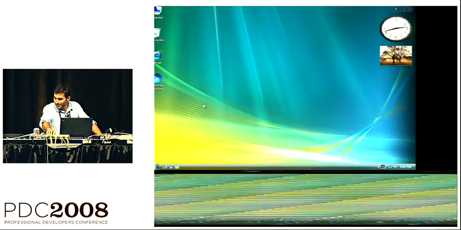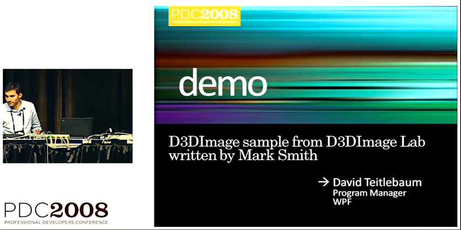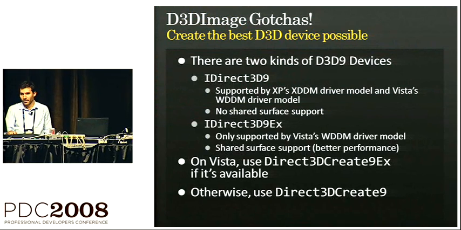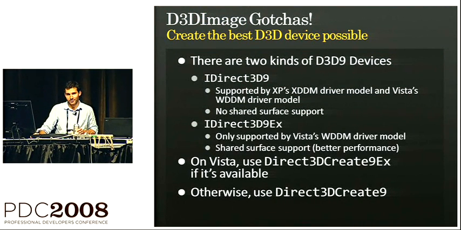Finish my talk here. So there are a few gotchas with using D3D image. One is that there are two types of D3D9 devices you get depending on whether you're on XP or Vista. It's because the new Vista driver model introduced this notion of a D3D9EX device, which allows for shared surfaces, which is a surface that you can basically share between two DX devices. It makes it very efficient for us to get the contents from your DX device and consume it in WPF.